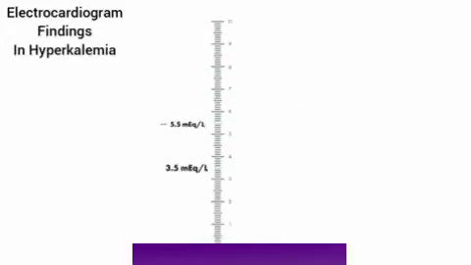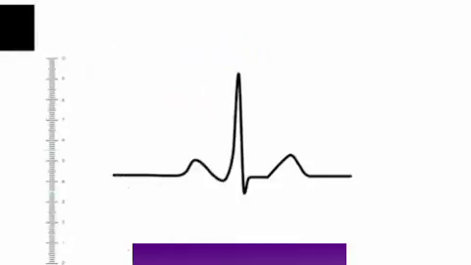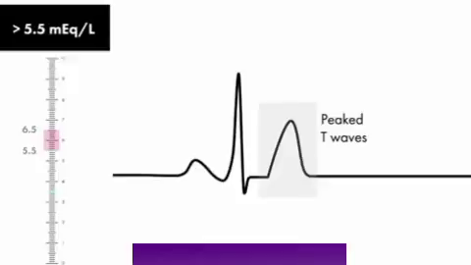The definition of hyperkalemia is any serum potassium level greater than 5.5 milliequivalents per liter. After this, you'll start to see a stepwise progression of cardiac conduction abnormalities. Initially, you'll start to see repolarization abnormalities. This is usually the earliest sign of hyperkalemia. In this case, you'll spot it on an EKG strip as peaked T waves.